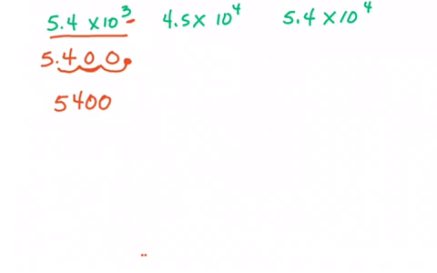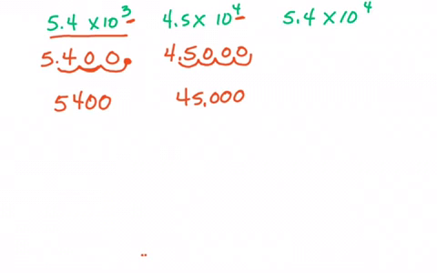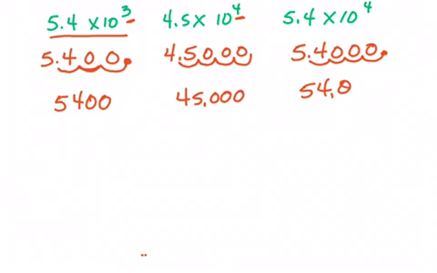This number turns out to be 4.5, and I have to move it 4 places. So 1, 2, 3, 4. And I put in those numbers, so 45,000. And then this just means 5.4, and I'm going to move it 4 places. 1, 2, 3, 4, put a decimal. 0, 0, 0. So this is 54,000.